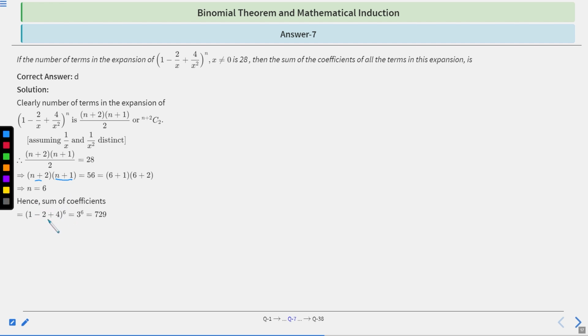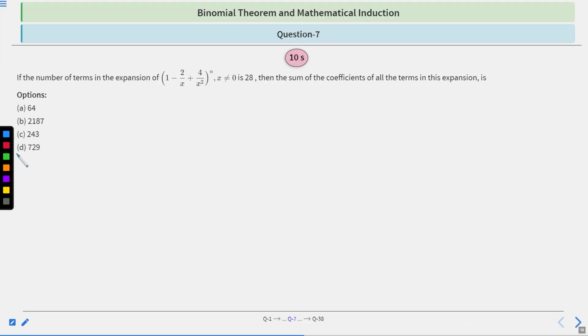Clear? Hence, now we have to find the sum of coefficients. If we have to find the sum of coefficients, then we will put x equal to 1 in this term, right? Since n is equal to 6, the sum of coefficients is given by putting x equal to 1. So (1 minus 2 plus 4) to the power 6 is equal to 3 to the power 6. So answer is 729. Option D is the right choice. Clear?